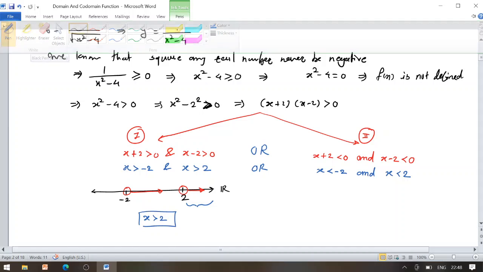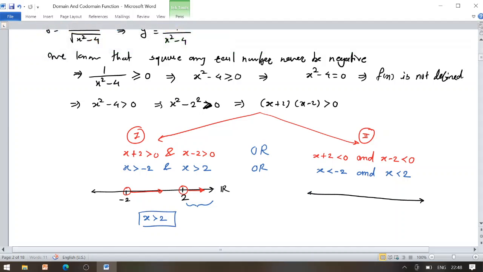On the same basis, let us simplify the second case. Since there is an 'or', we again have to consider a real number line. Somewhere we have a 2, and to the left of it we have a minus 2.